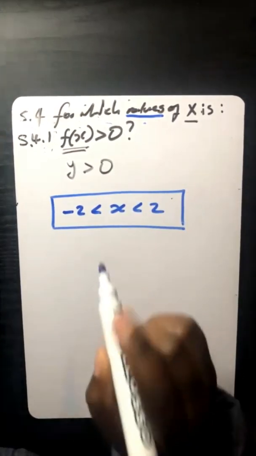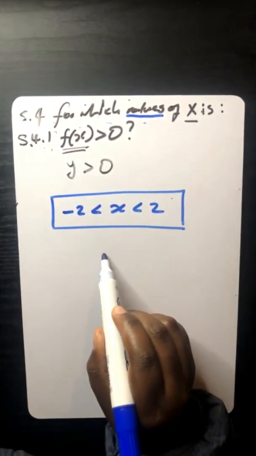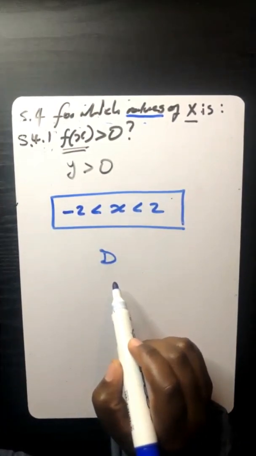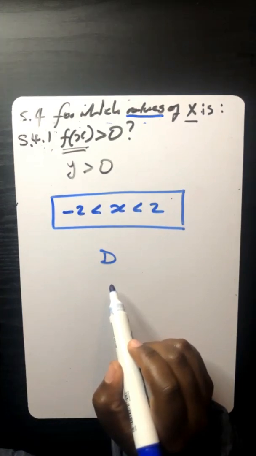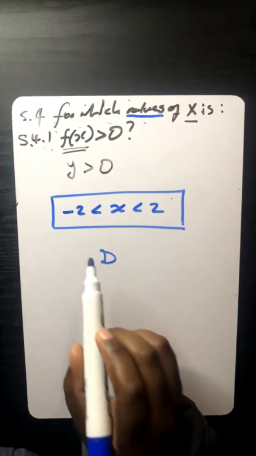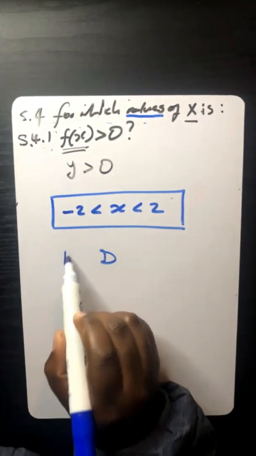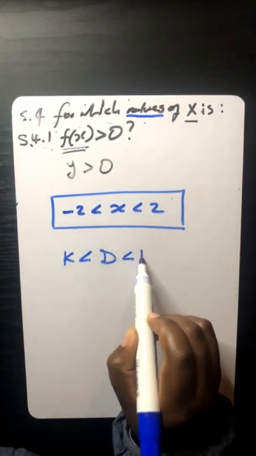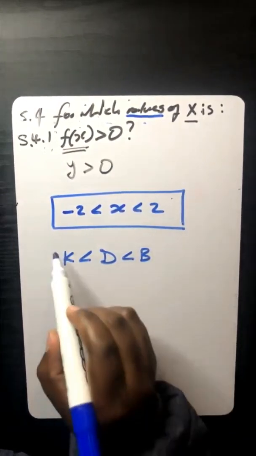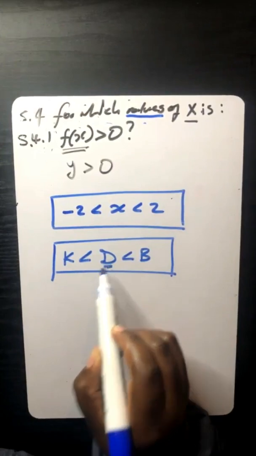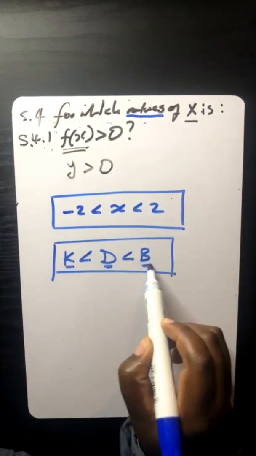So if you want to say a Desmond is between, let's say, a Mercedes-Benz and Kia, you can say a Kia less than Desmond less than a BMW, for example. So the moment you see this thing, it actually means D is between Kia and B.